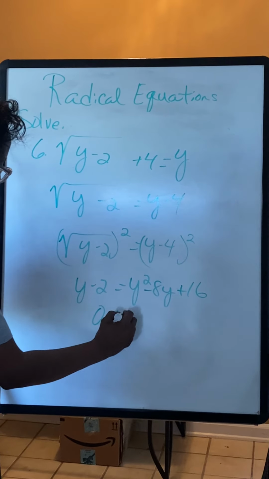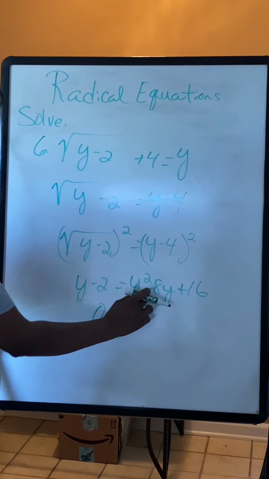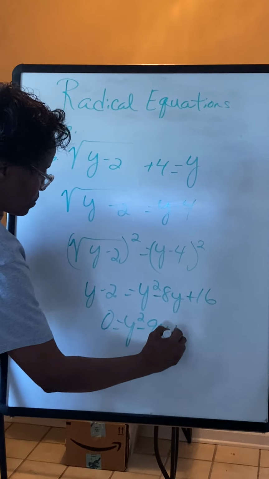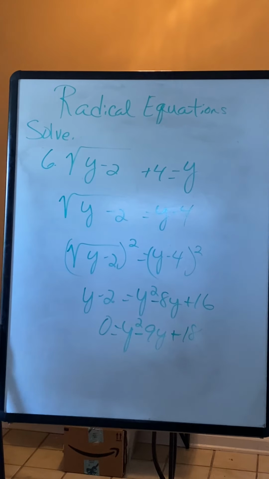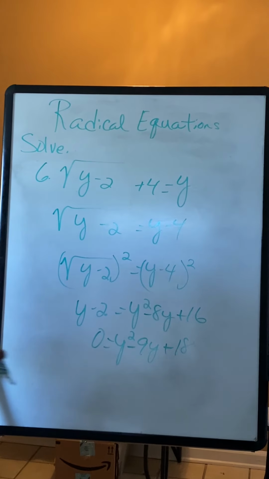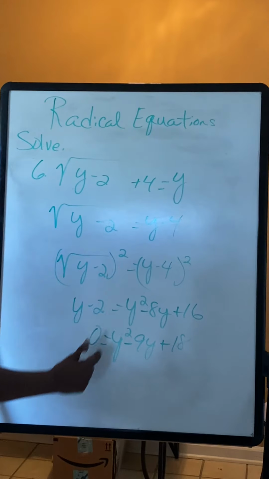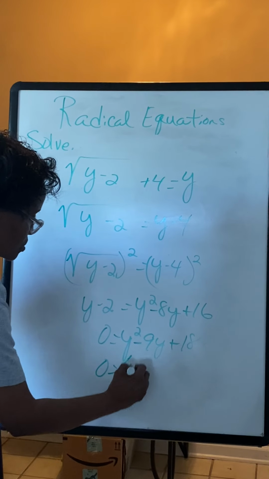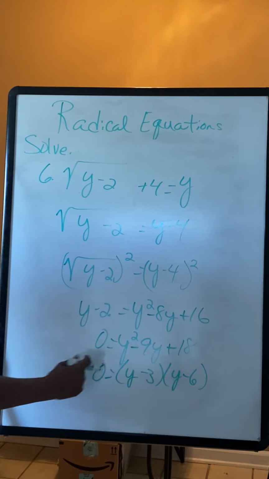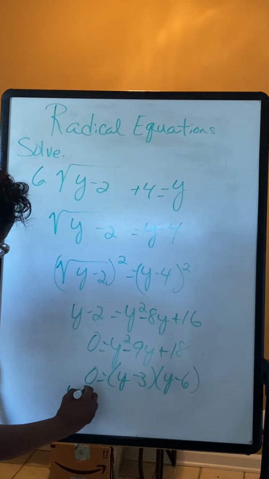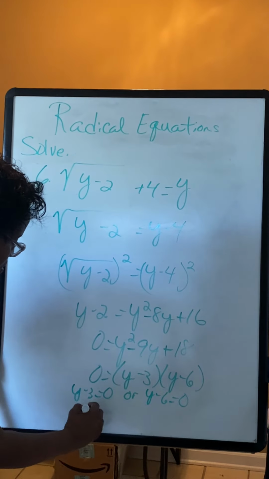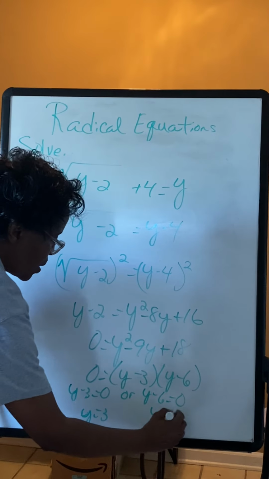So I'll get 0 is equal to y squared. As I transform the y squared, the y, I get a negative 9y. Transform the 2, I get a positive 18. Ask yourself, are there two numbers that I can multiply to get a positive 18, combine to get a negative 9? That means that both numbers need to be negative. So I'll have a y minus 3 times a y minus 6. Use the zero product property, set each one of those factors up to be equal to 0, separated by the word or. So I get y is equal to 3, y equals 6.